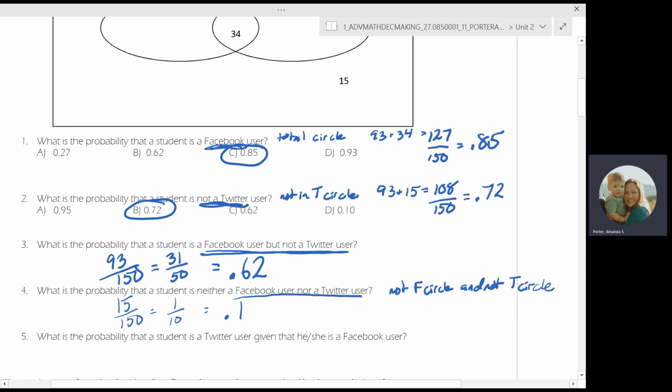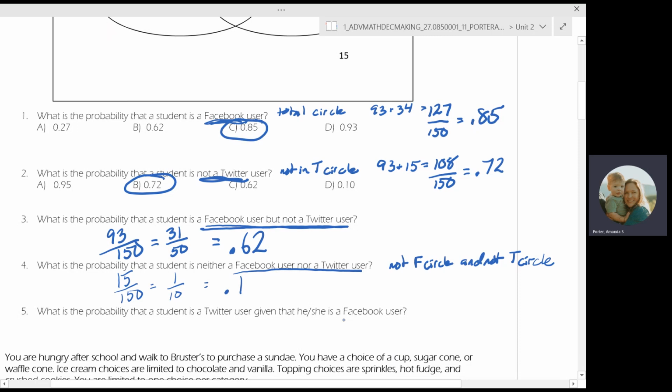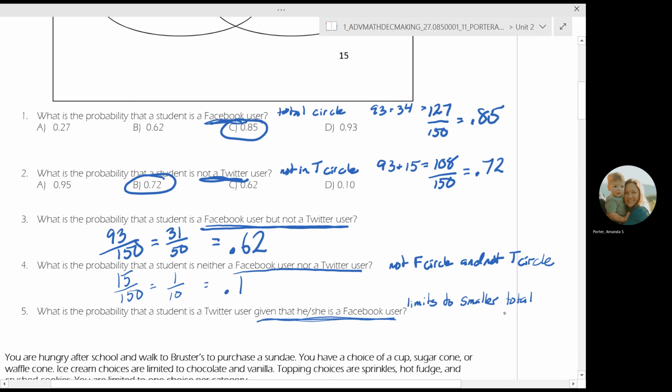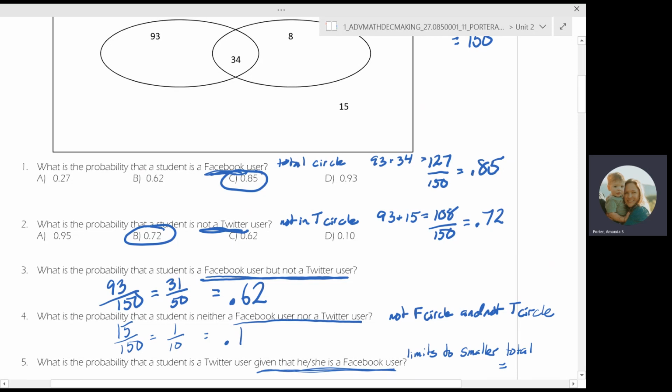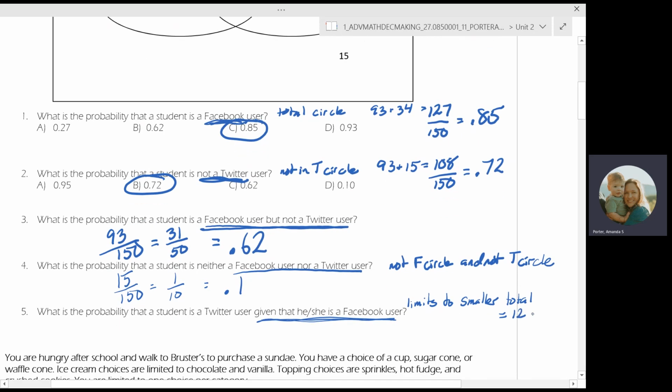Now, 5 is an interesting question with this given. So Twitter, given they are a Facebook user. The given limits us to a smaller total. This will not be out of 150. The total is Facebook. The total for Facebook we said was 127. So when I do this probability, it will be out of 127.